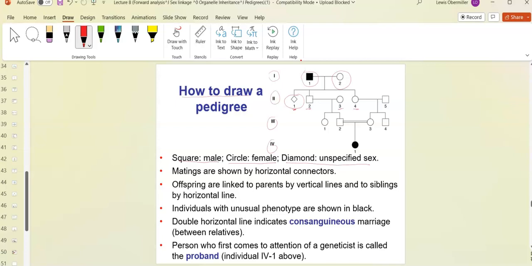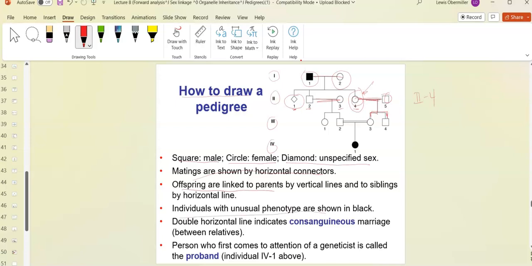So if I'm trying to describe someone in this pedigree, for instance, this female individual, I would say that one is II-4. And you would know I'm talking about this individual right here. Matings are horizontal connectors, right? So this is a mating, this is a mating, this is a mating. Offspring are linked to the parents by vertical lines. So these are the offspring of these parents here and here.